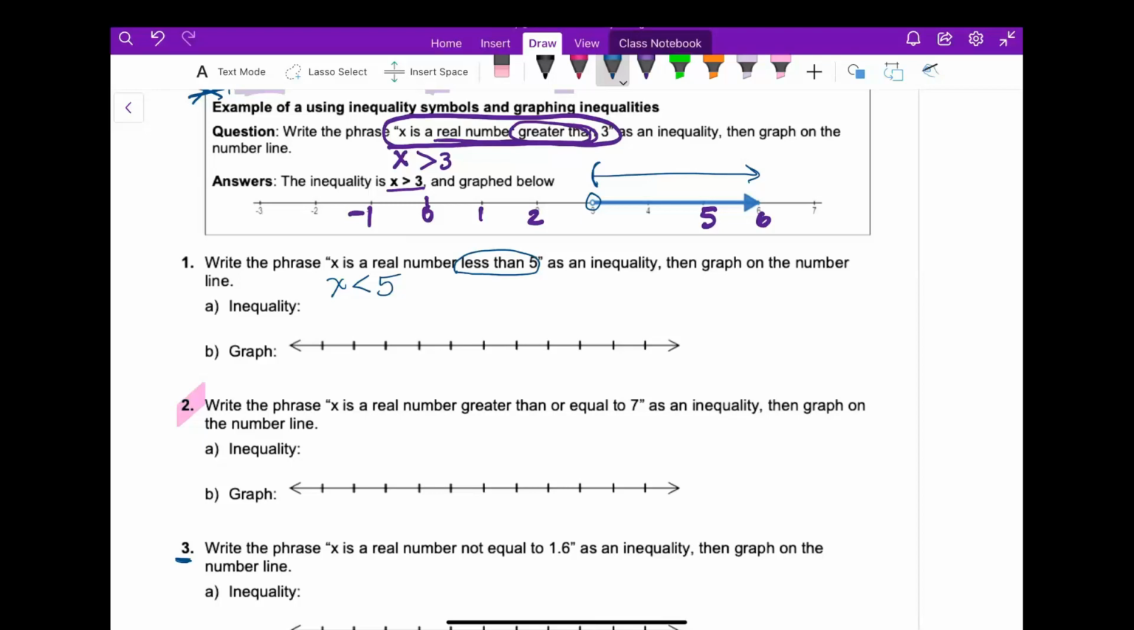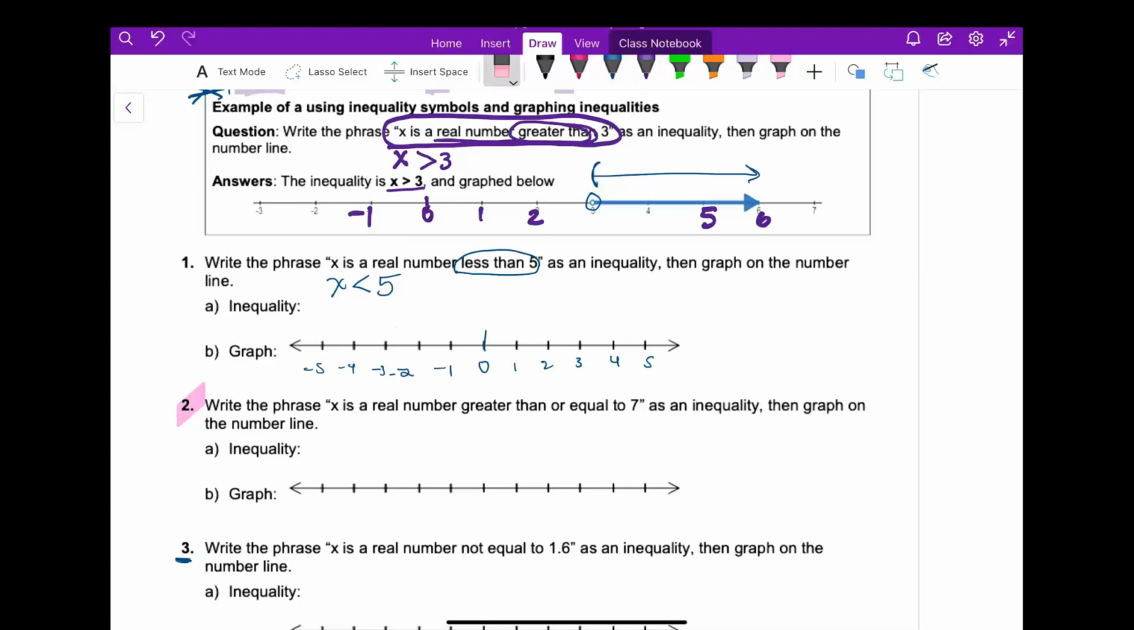Then we're going to come in here and graph. I like to start at 0, and I'm going to start 0 in the middle, and I know my positives come this way, so it's going to be 1, 2, 3, 4, 5, negative 1, 2, 3. So I'm ready to mark my 5, and I'm marking 5 because the 5 is here, so I have to mark it here. So let's mark it.